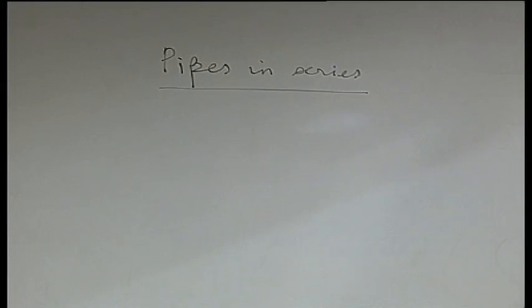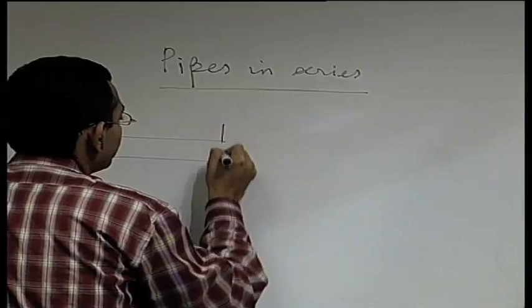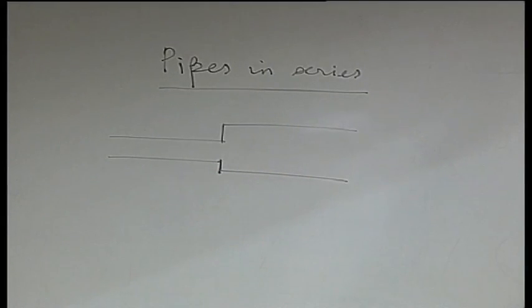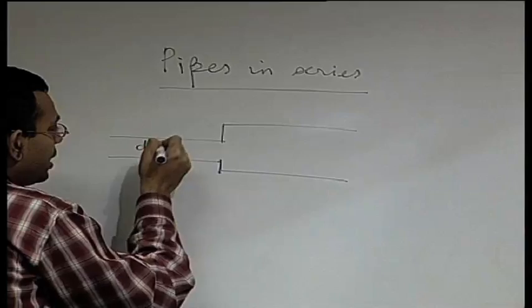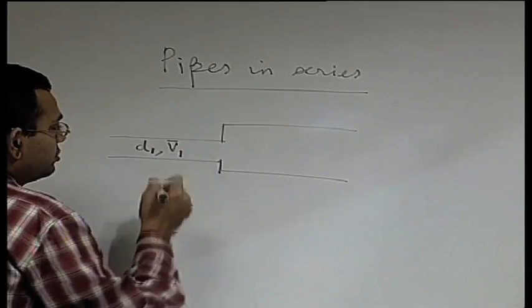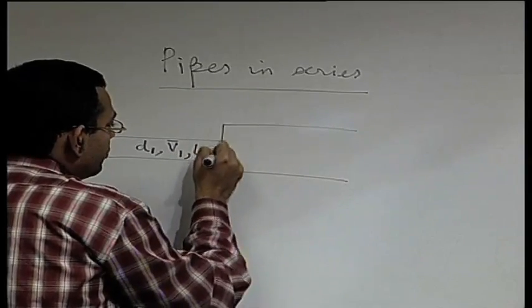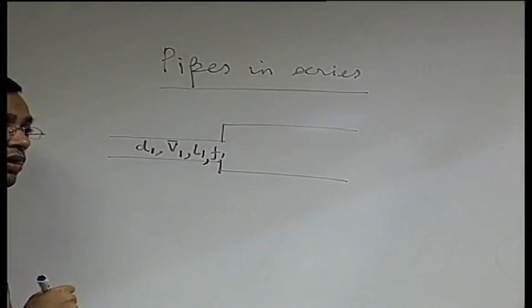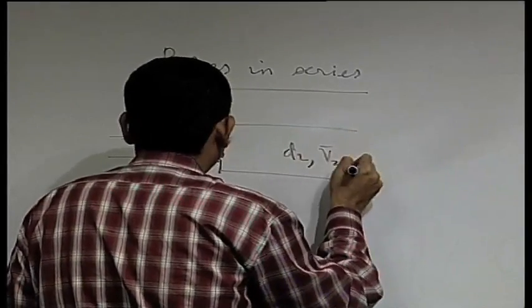So pipes in series means that you have, let us say, two pipes like this. The name series is obvious, they are connected one after the other. Let us say that the diameter of the first pipe is D1, the average velocity V1, length L1, friction factor F1, and for pipe 2 the corresponding things are there.